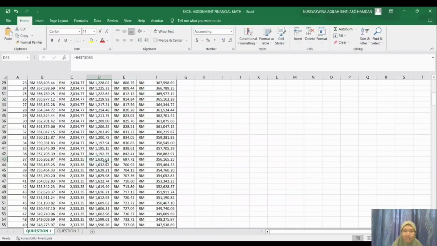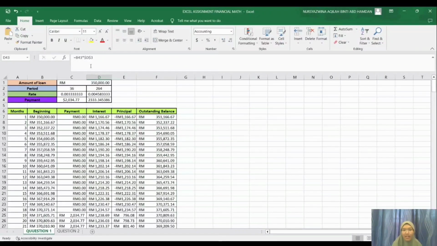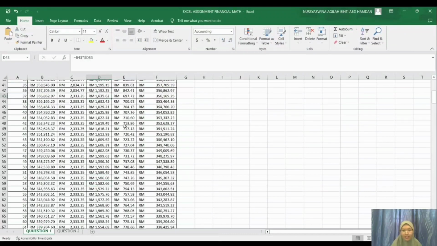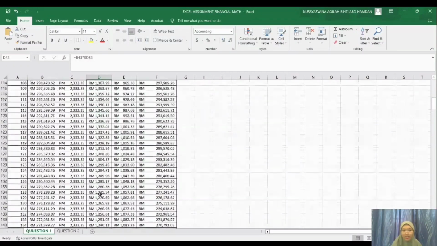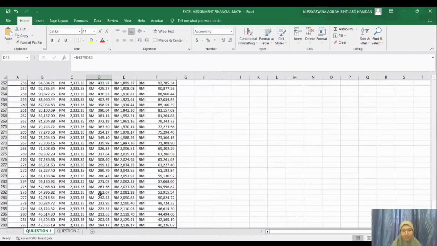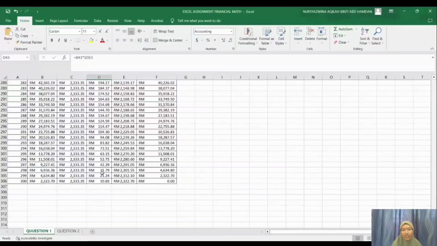For the interest calculation, it is the same as the calculation before. So we need to lock the cell of this rate, which is D3, by putting in the dollar sign in front of the D and 3 symbol. And we can calculate the interest from month 37 up until 300, because 25 years multiplied by 12 is 300. So we can calculate the interest for each month up until the end of the loan repayment.